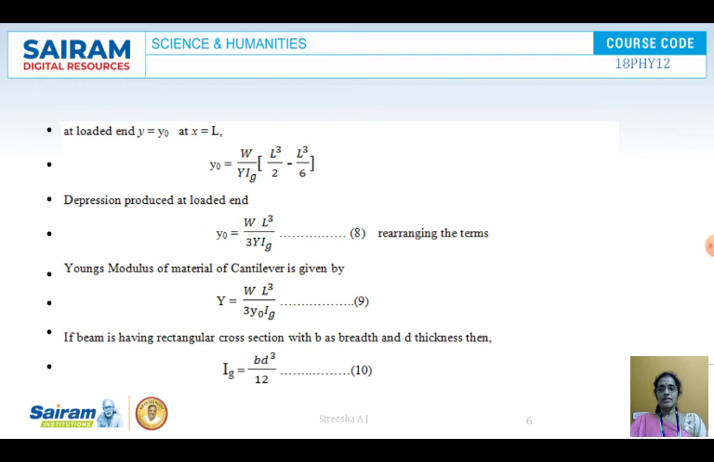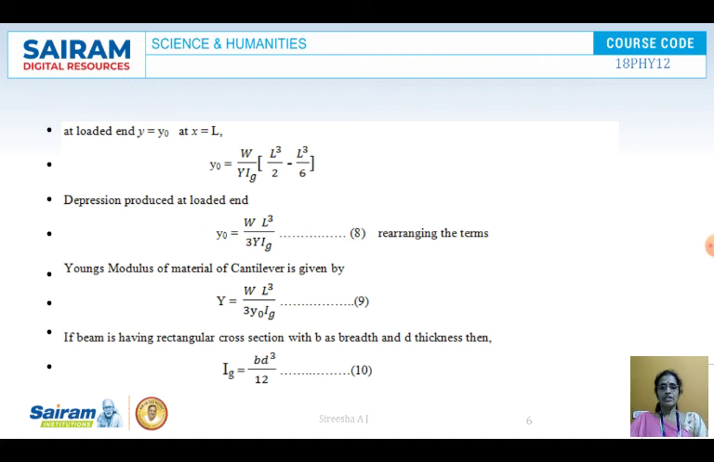Now, at the loaded end, since y equals y naught at x equal to L, I have taken the same equation over here once again to have continuity. Y naught is equal to w by YIg into (L cube by 2 minus L cube by 6). This is the depression produced at the loaded end. If you take the LCM and simplify, y naught is equal to wL cube by 3YIg. I have taken the same equation from the slide so that the LCM and simplification become easy. So, equation 8 has come from taking the LCM of the above equation.